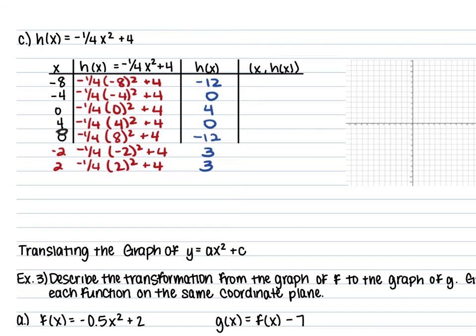So this is giving us ordered pairs of negative 8, negative 12; negative 4, 0; 0, 4; positive 4, 0; positive 8, negative 12; negative 2, 3; and positive 2, 3.